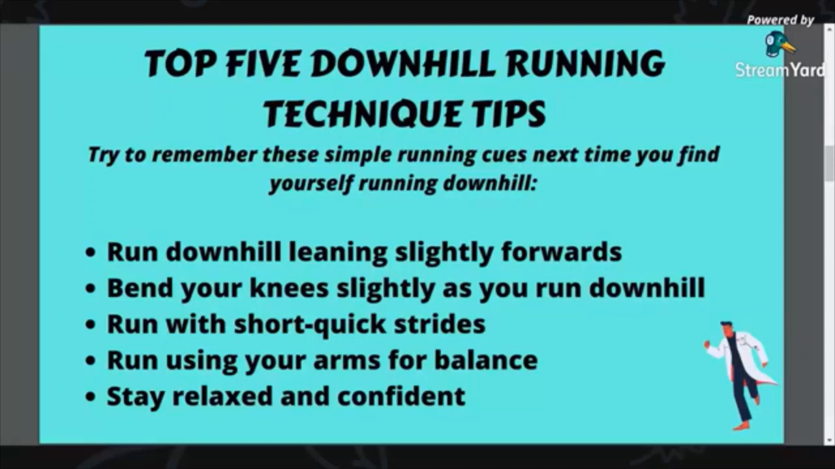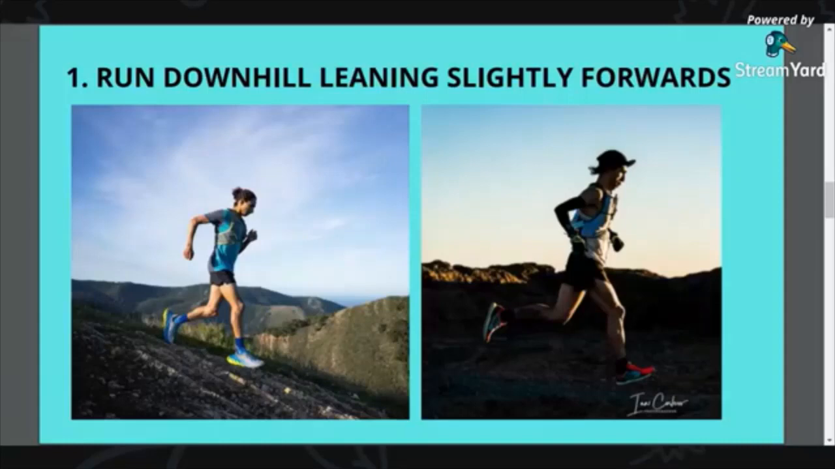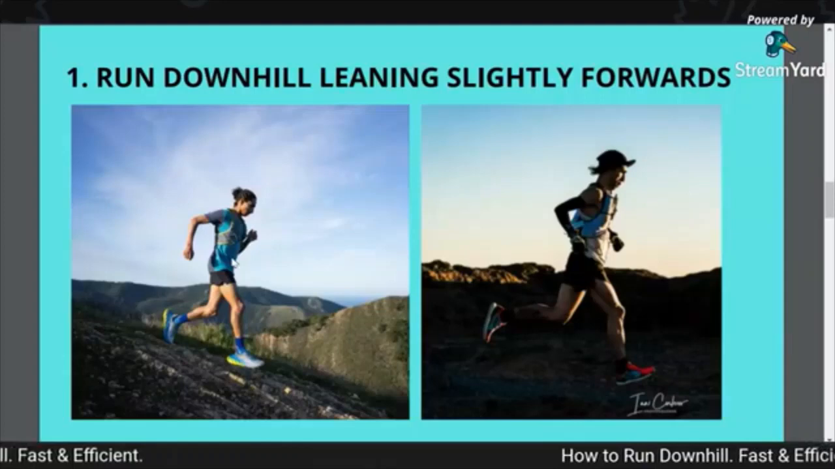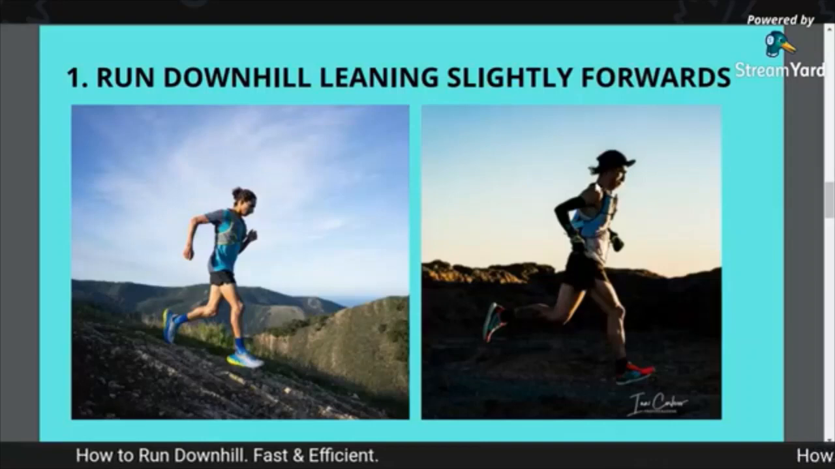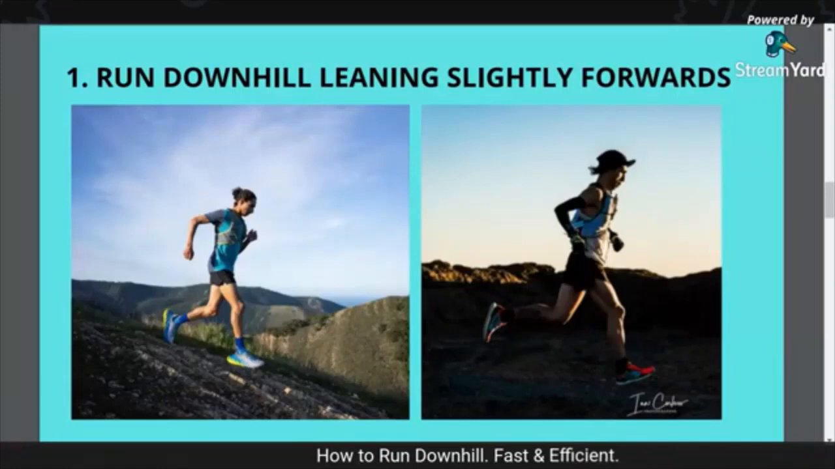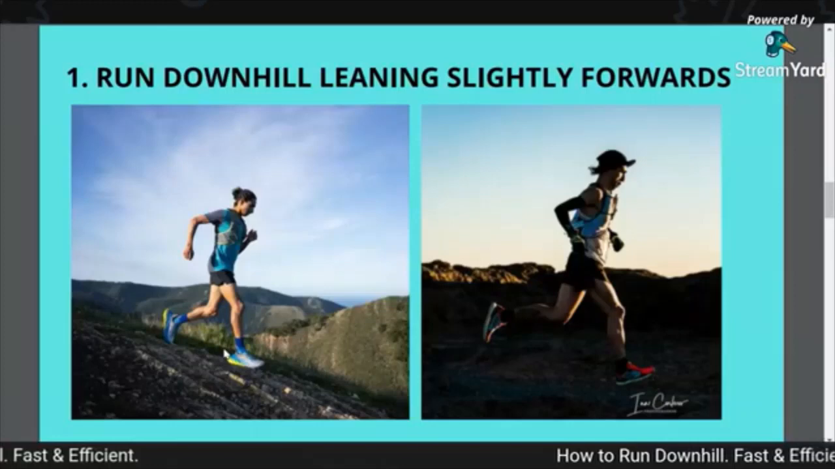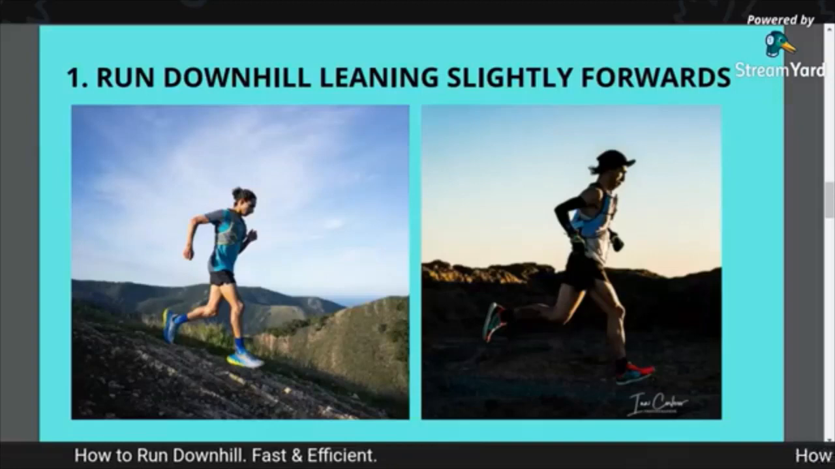Run downhill leaning slightly forward. Can you see on this picture, these two people running downhill? Their upper body is leaning forward, never leaning back. You see the angle of the second person, he is also leaning forward. When they lean forward, their foot strike never extends, and they are in very comfortable footsteps. The knees are also nicely bent.